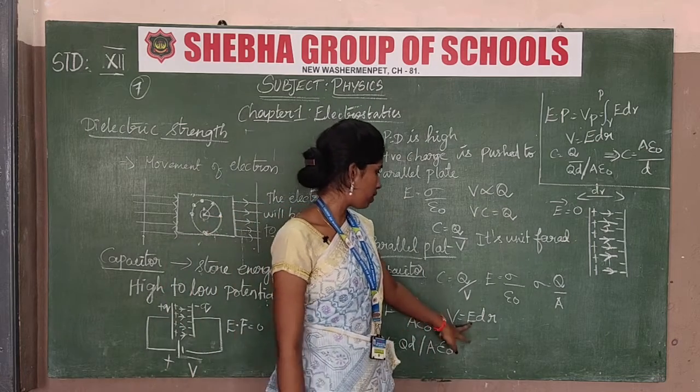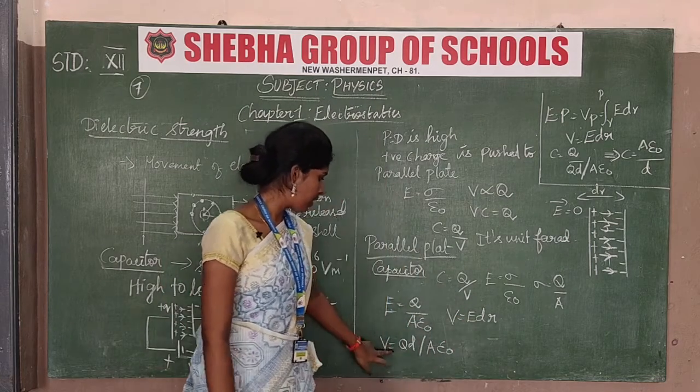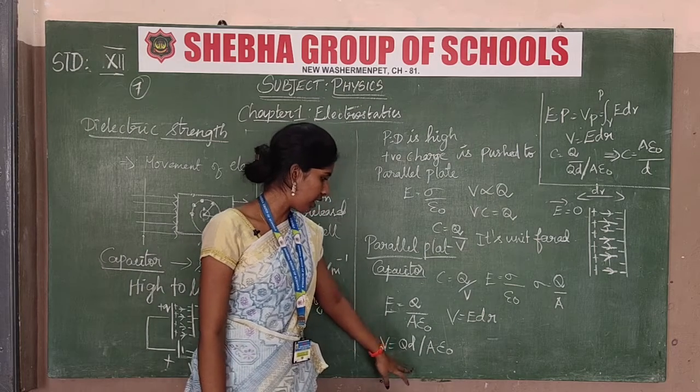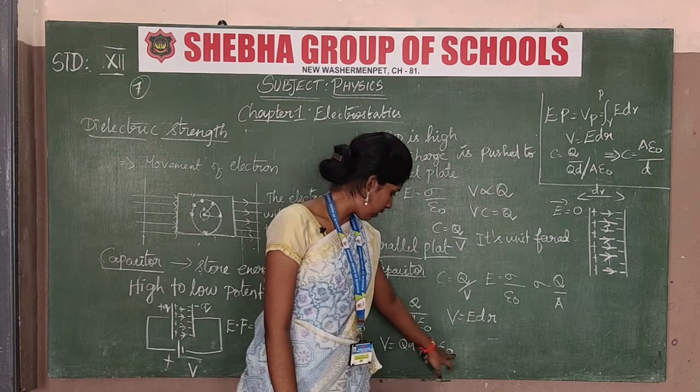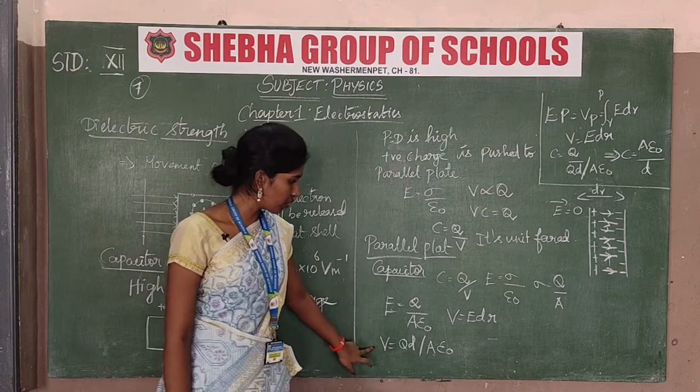So V is equal to E dr. Here V is equal to Qd divided by A epsilon naught, okay. Here the potential difference is applied.